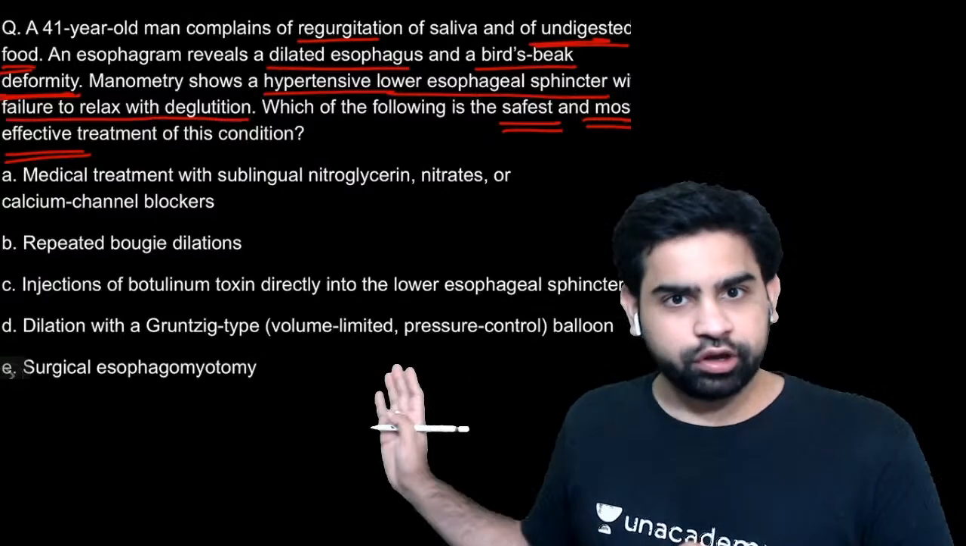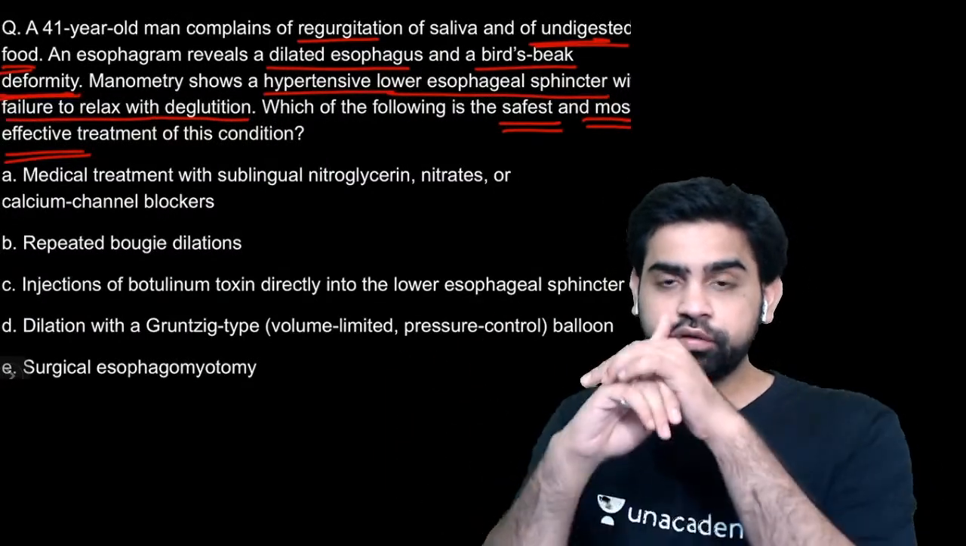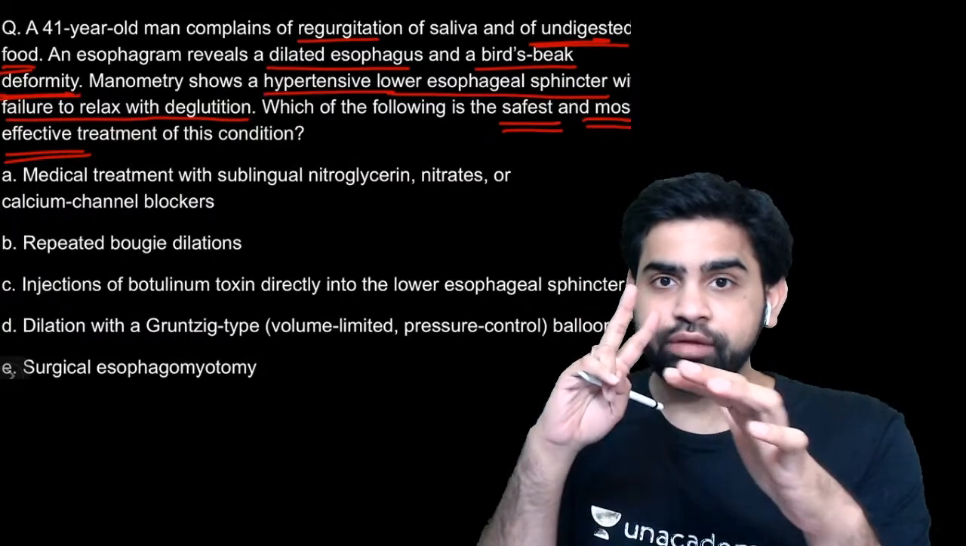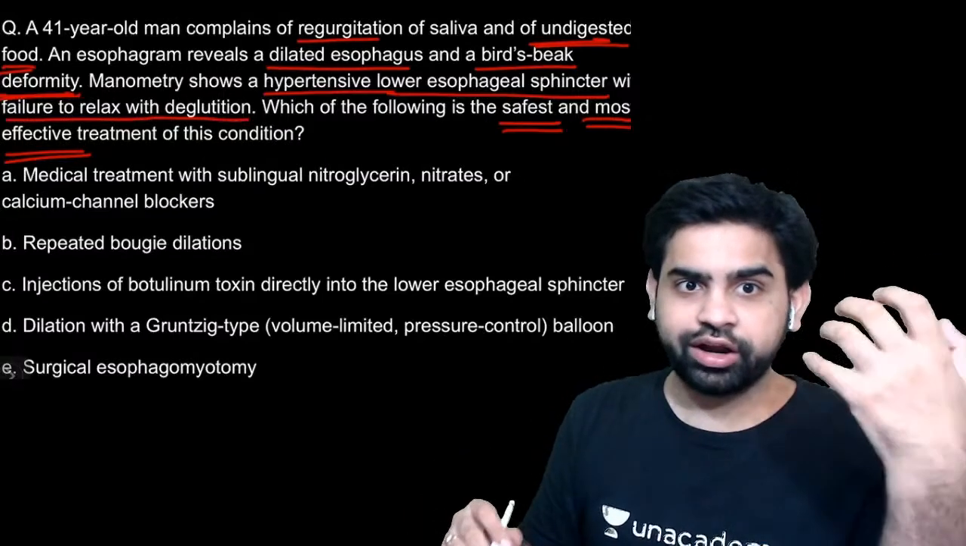So it is a giveaway question, guys. What is the diagnosis? Here there is an esophagus with a bird's beak appearance, and there is a hypotensive lower esophageal sphincter. So all these things are giveaways. The diagnosis is achalasia cardia.